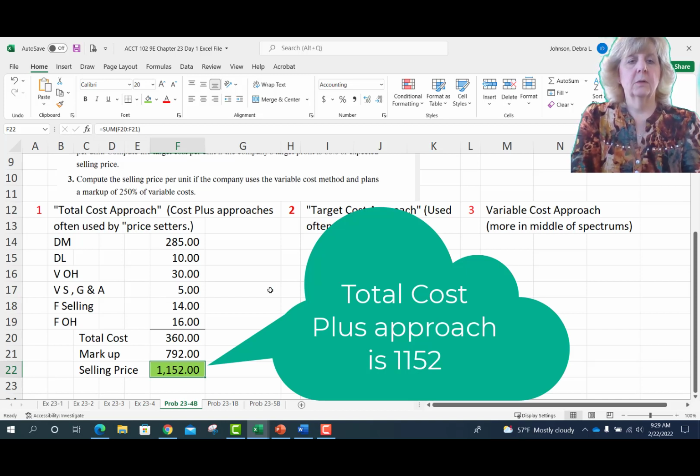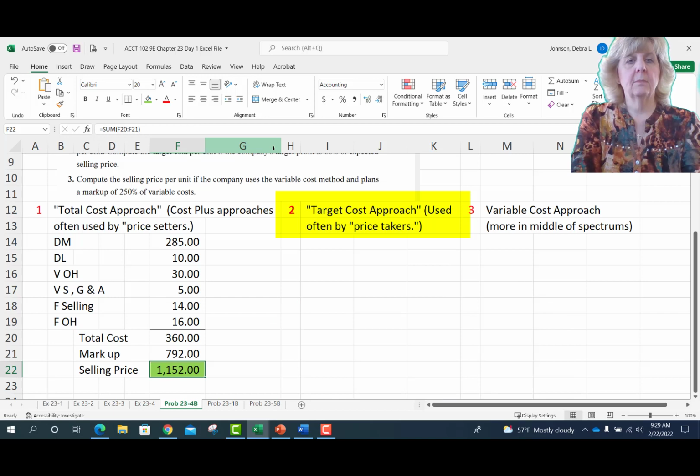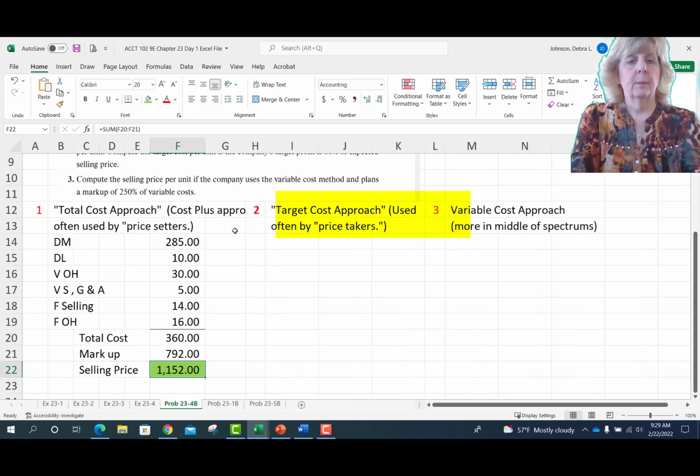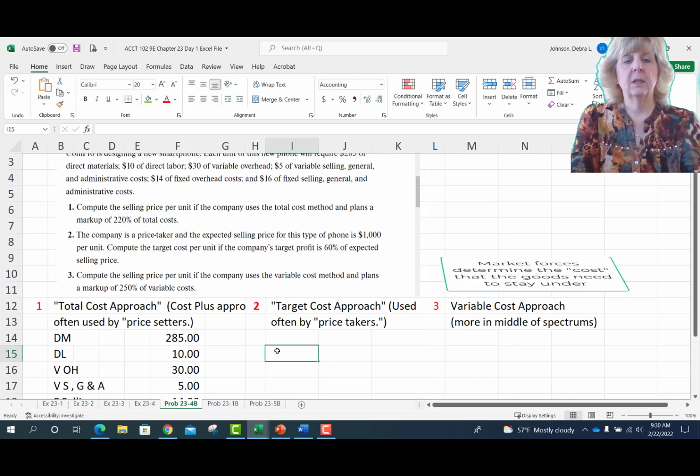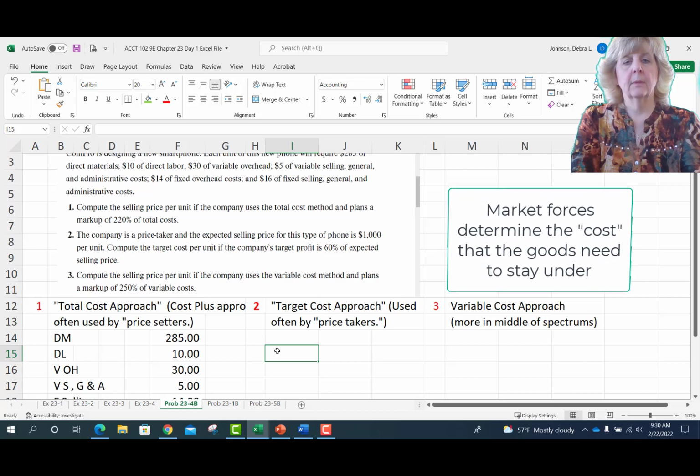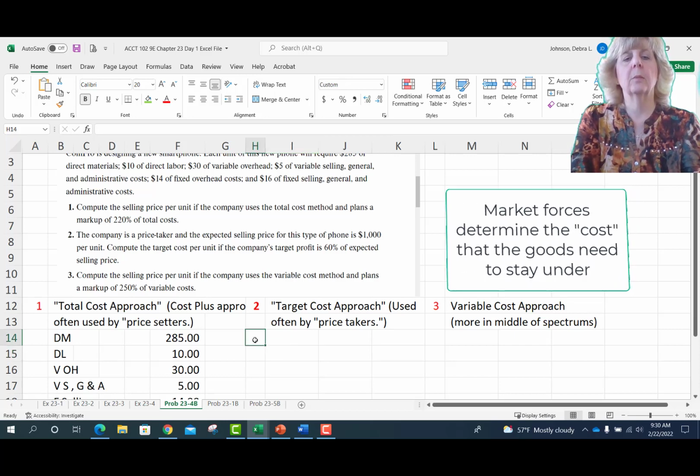Okay, number 2 says use the same data, but let's assume that we're using the target cost approach. This approach, we learned, would be taken by price takers. They don't have a whole lot of say in setting the price because the market dictates it. That means they have lots of competition. There's low barriers to entry into the market. Anyone can make the product that they're making.